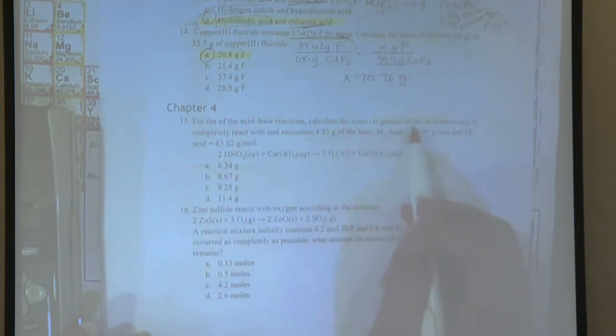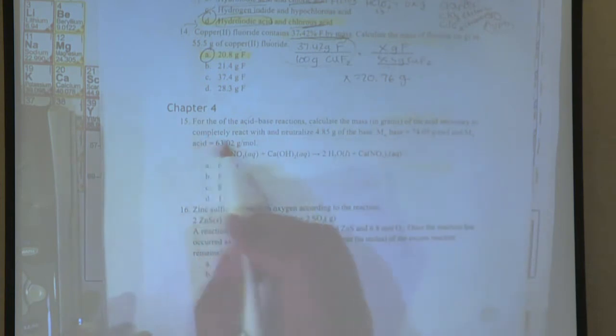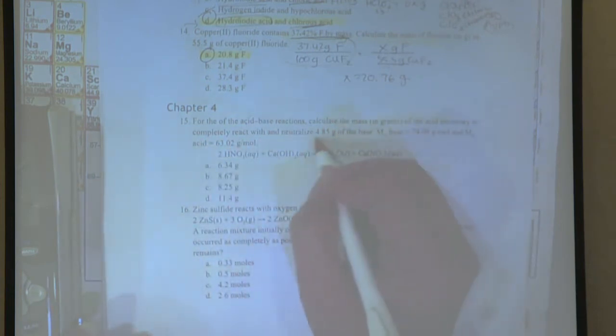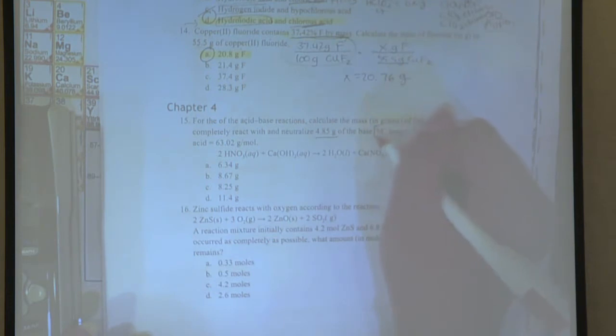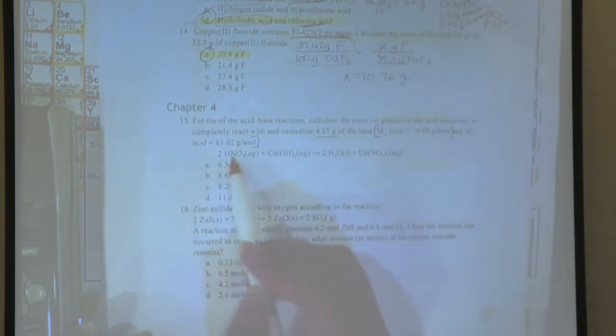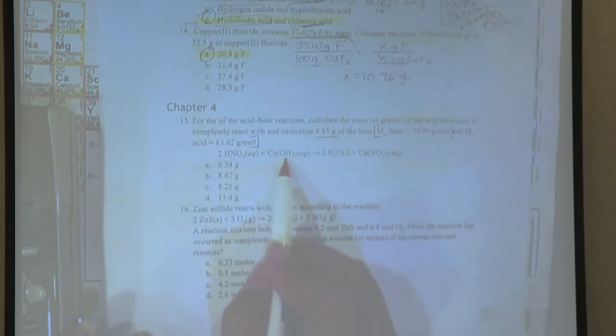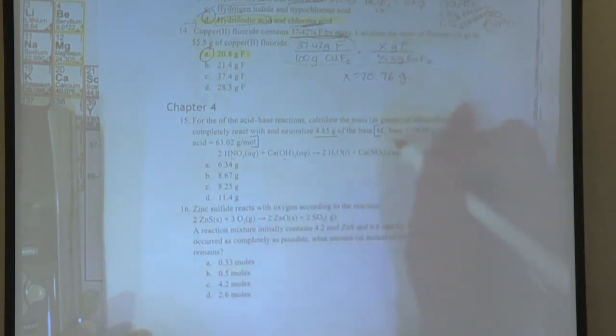So for the following acid-base reactions, calculate the mass in grams of the acid necessary to completely react with and neutralize this many grams of the base, right? And so what this problem depends on is you being able to differentiate between your acids and your bases, right? This should be pretty easy because you're required to know what your strong acids are. This is a strong acid, it's nitric. And you're required to know what your strong bases are, and this is a strong base, it's calcium hydroxide, right? So we know that our base here is calcium hydroxide, and our acid here is HNO3.